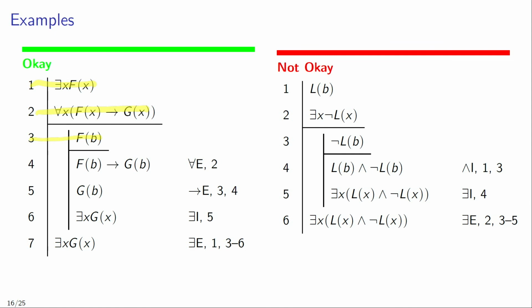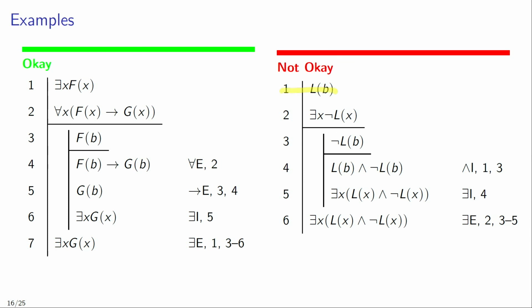We can infer in line 4 that if Fb then Gb, and justify this inference by universal elimination applied to line 2, and then we can infer Gb and justify this inference by conditional elimination applied to lines 3 and 4. And now we can infer that there is an X such that Gx, and justify this inference by means of existential introduction applied to line 5. And then we can finally infer that there is an X such that Gx, and justify this inference by means of existential elimination applied to line 1 and the subproof from 3 to 6. So this is a good application of existential elimination.